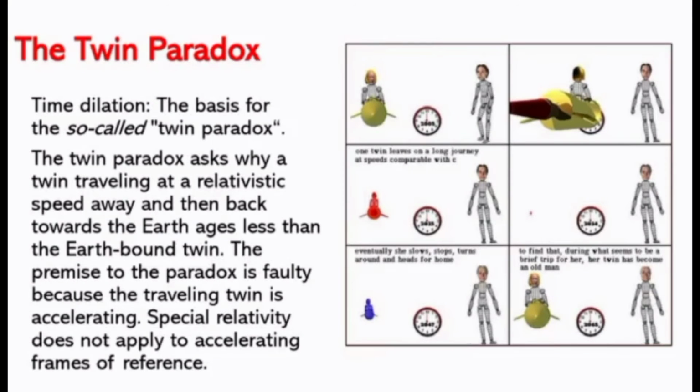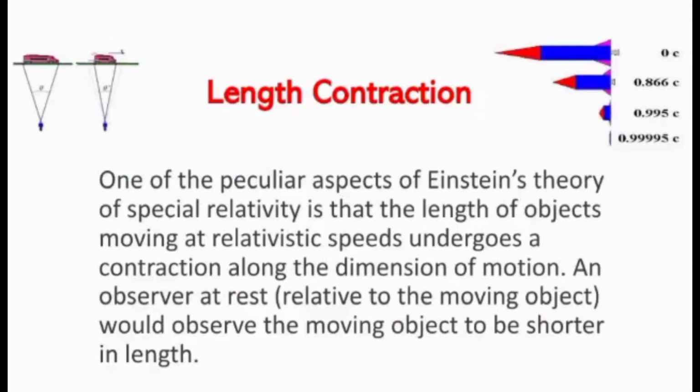The twin paradox. Time dilation is the basis for the so-called twin paradox. The twin paradox asks why a twin traveling at a relativistic speed away and then back towards the Earth ages less than the Earth-bound twin. The premise of the paradox is faulty because the traveling twin is accelerating, and special relativity does not apply to accelerating frames of reference. So now let's proceed to length contraction.